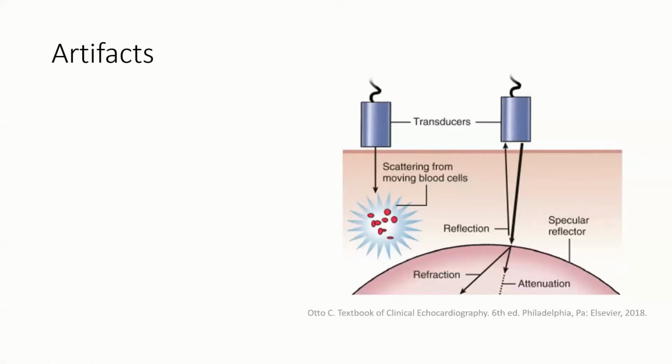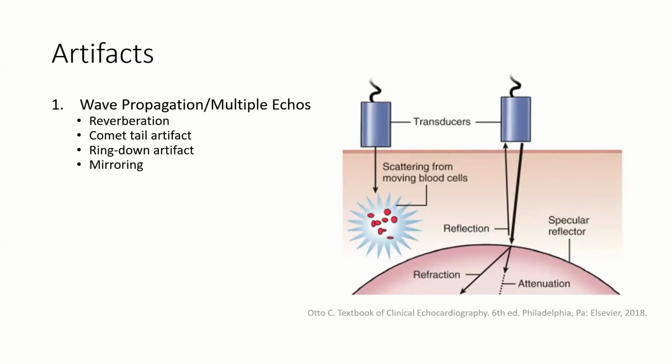So there are 4 main categories of artifacts. One is related to wave propagation or multiple echoes. Those include reverberation artifact, comet-tail artifact, ring-down artifact, or mirroring. Don't worry about the name of the artifact; it comes after you see the actual image. The second is related to velocity errors, which include refraction and speed displacement artifact.